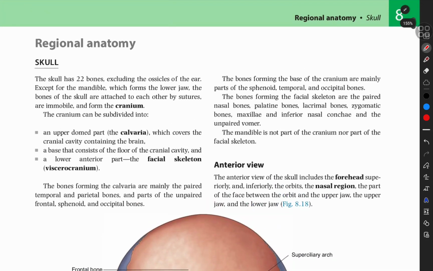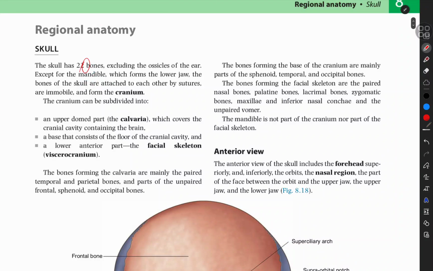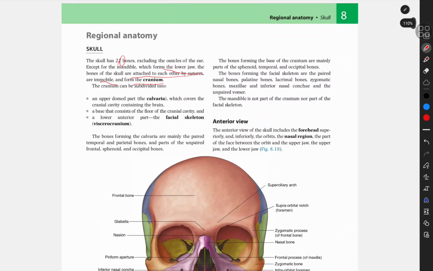Regional anatomy. The skull has 22 bones, including the ossicles of the ear, and the mandible forms the lower jaw. The bones of the skull are attached to each other by sutures, are immobile, and form the cranium. Only the mandible is allowed to move freely, with a synovial joint. The cranium can be subdivided into the upper domed part, the calvaria.